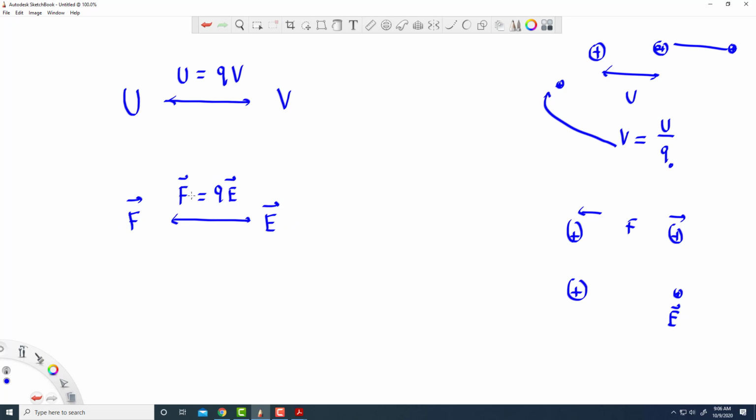Now somehow we need to also see the connection between these quantities, V and E. The connection between V and E is that electric field is also defined as change in potential over change in distance, over some distance. You can just say distance. So this formula relates electric field and potential difference.